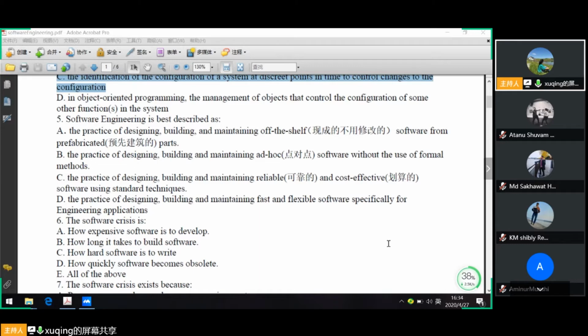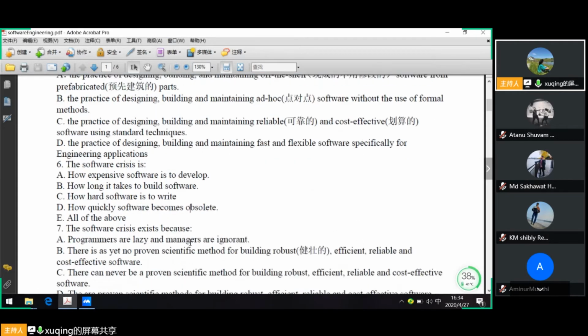Sorry, Kaya, you thought it was C. There can never be a proven scientific method for building robust, efficient, reliable, and cost-effective software. I'm sorry, Kaya. This one is rather D, not C.